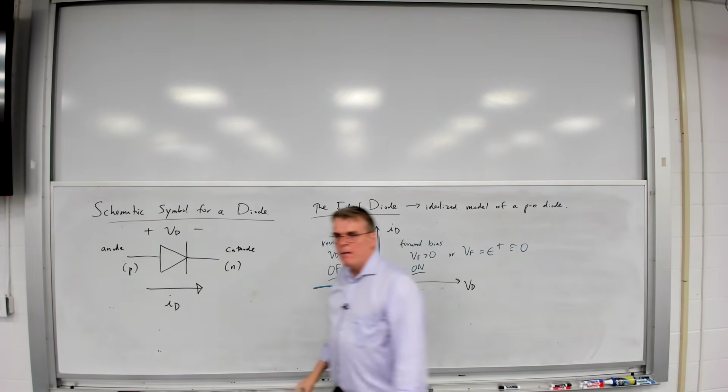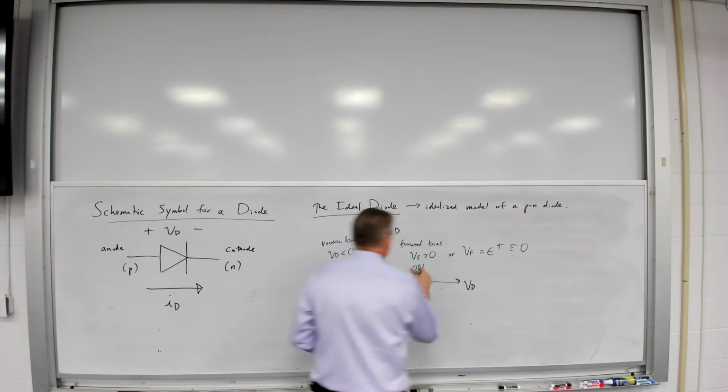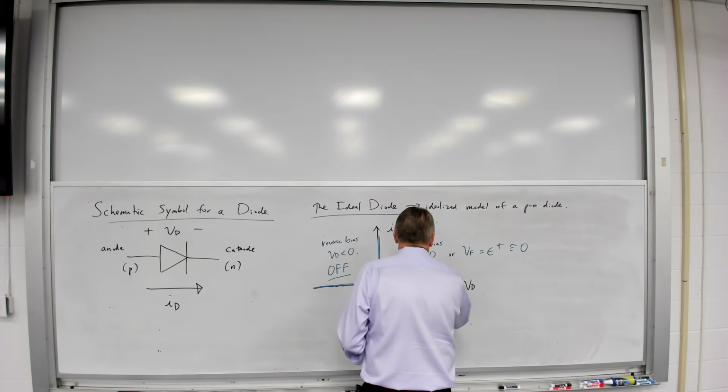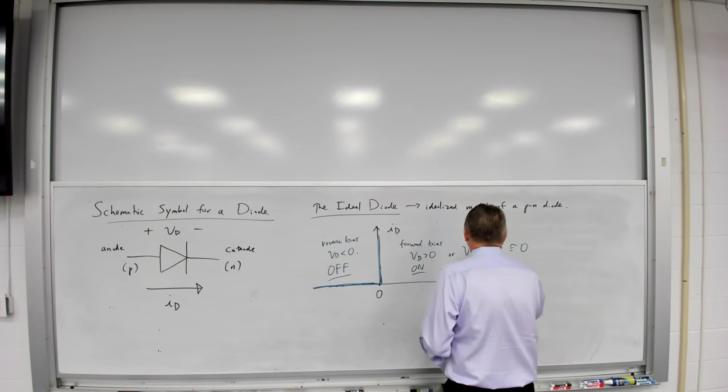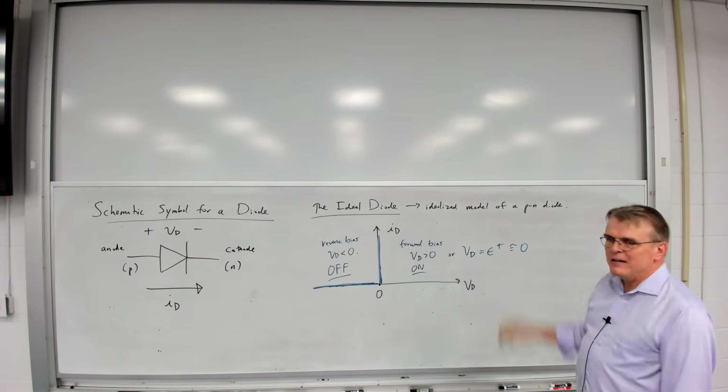Yeah? Why is it VF not VD? I'm sorry, VD. Thank you. That should be VD, not VF. I was thinking VF as in forward biased. My apologies. Okay. So VD. Thank you.